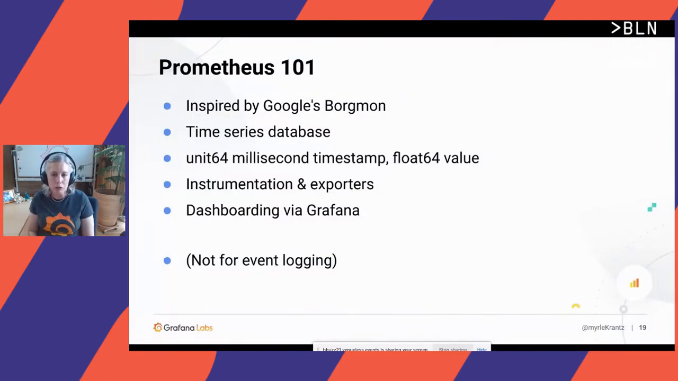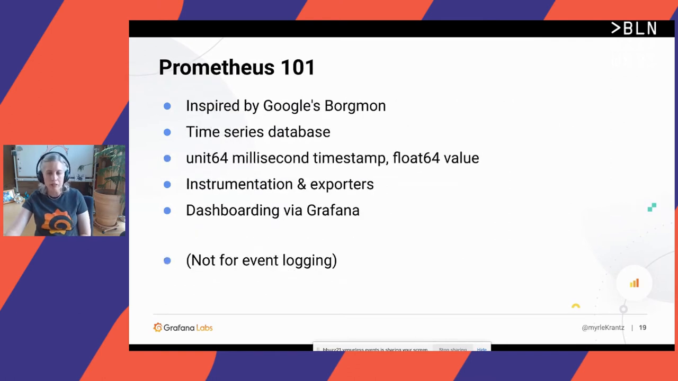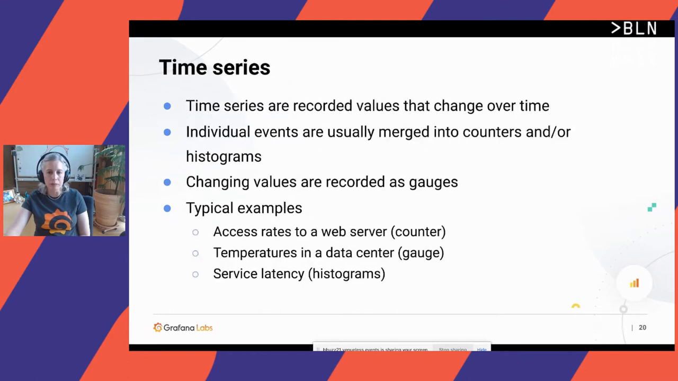Prometheus was inspired by Google's BorgMon. It's a time series database that saves basically a timestamp and a float64 value to a set of labels that allow you to locate it. So maybe you have a service and you have a whole bunch of instances of that service. You have it in a region, so you can query based on those labels. Now it's very common to do dashboarding of Prometheus via Grafana. Prometheus is not for event logging, and we'll be covering event logging in just a little bit.